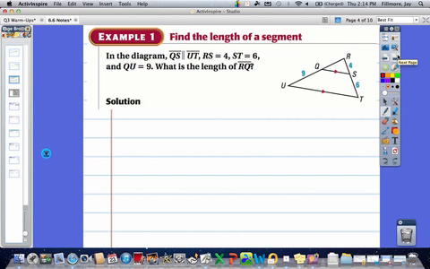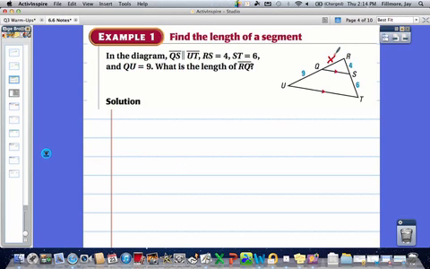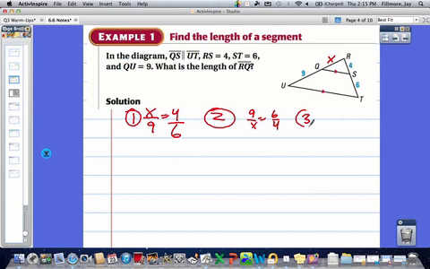All right, in the diagram, we're given these lines are parallel, and we're given some angle measures. What is the length of RQ? Well, we can write a few different proportions here. One is we could write, well, let's call this x for now, just to make it easier when we're writing. We can say x over 9 equals 4 over 6. We can also take the reciprocals and say 9 over x equals 6 over 4. We could say 9 to 6 equals x to 4, comparing our two larger and our two smaller.